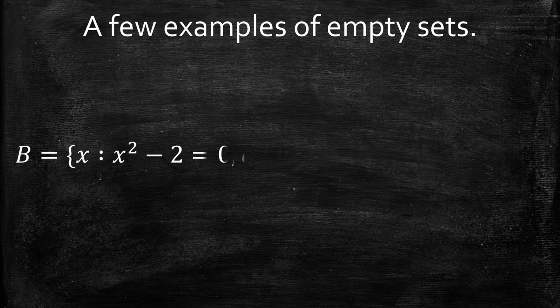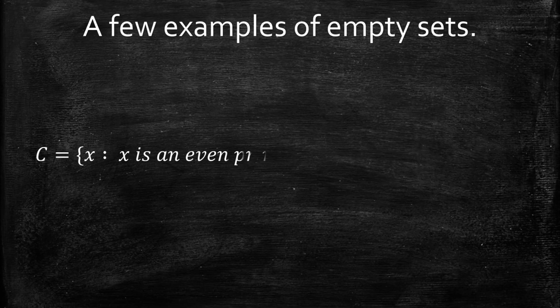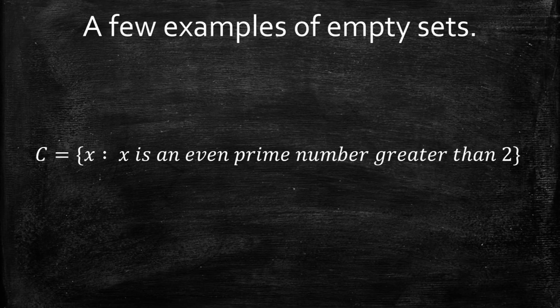Let us take another set B, which is a set of all x such that x squared minus 2 is equal to 0, and x a rational number. Again, B is also an empty set, because the equation x squared minus 2 equals 0 is not satisfied by any rational value of x. Let C be the set of all x such that x is an even prime number greater than 2. Then C is the empty set, because 2 is the only even prime number.